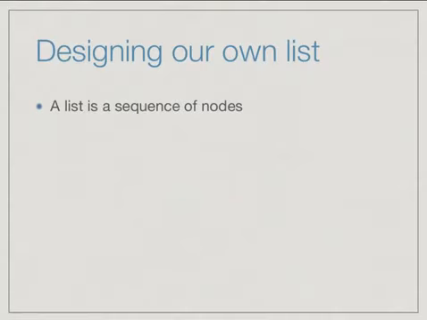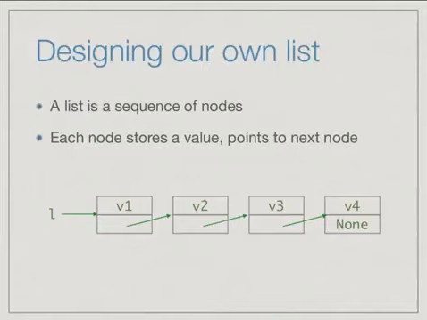So now that we have seen the basics about how to define classes and objects, let's define an interesting data structure. Suppose we want to implement our own version of a list. A list is basically a sequence of nodes, and each node in the sequence stores a value and points to the next node. So in order to go through the list, we have to start at the beginning and walk following these pointers till we reach the last pointer, which points to nothing.